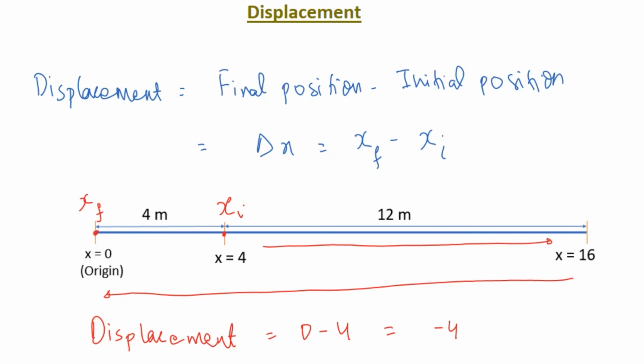Now suppose in this case we need to find the distance. Distance is basically the total length that the particle has traveled. So first it traveled from this to this, that is 12 meters. Then again from this point to this point, so again 12 meters. And then from this point to this point, this is 4 meters. So that would be equal to 28 meters. So the distance would be 28 meters, but the displacement will be minus 4. This is important. Now you can compare the difference between the distance and displacement.